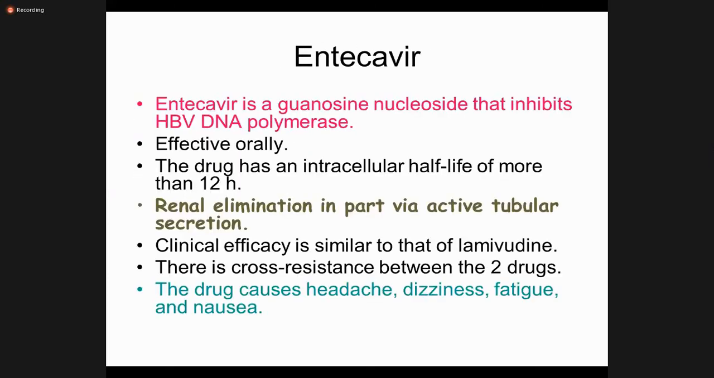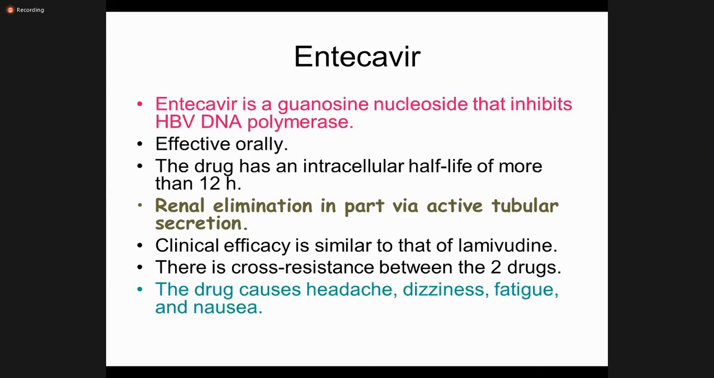Initially we were discussing the important drugs, right? Like Adefovir, or Entecavir. This is another very important drug that is being used. Entecavir is a guanosine nucleoside that inhibits hepatitis B viral DNA polymerase. Effective orally, the drug has an intracellular half-life of more than 12 hours. Renal elimination is in part via active tubular secretion.